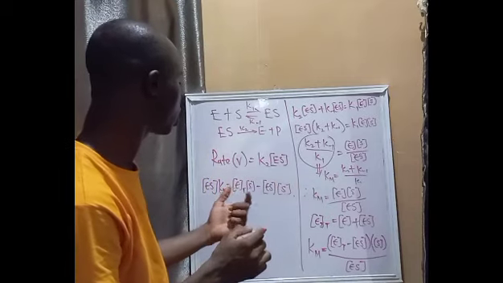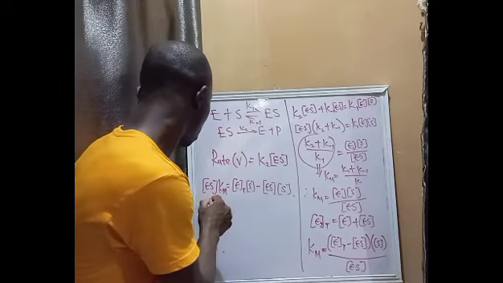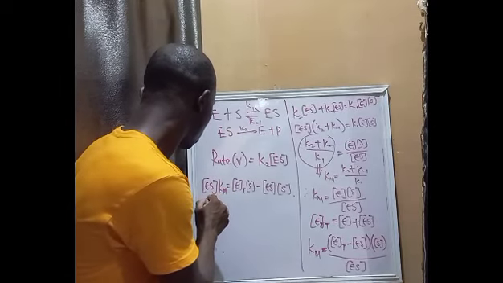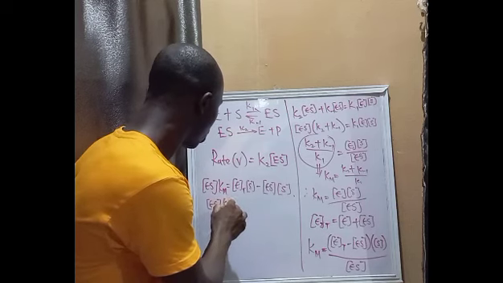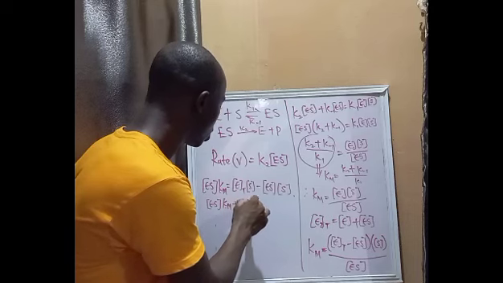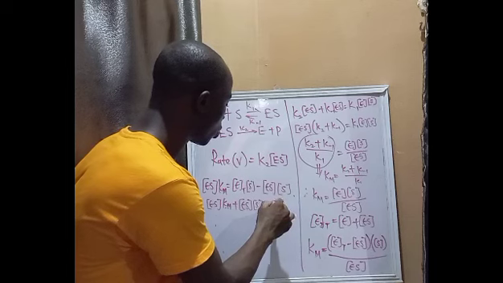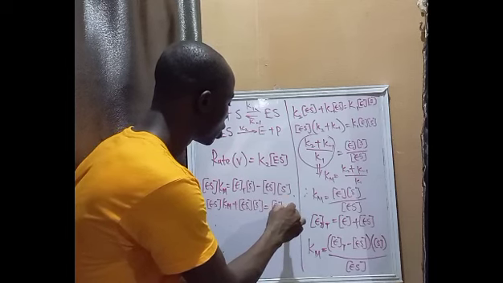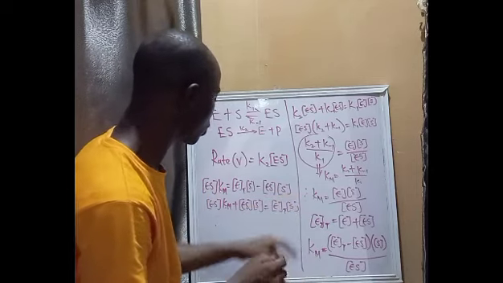So if I collect the like terms, this one has ES, this one also has ES, and that means I could have my concentration of ES, and then we have Km plus the concentration of S, to be equal to the concentration of the total enzyme, and we have this one to be this.